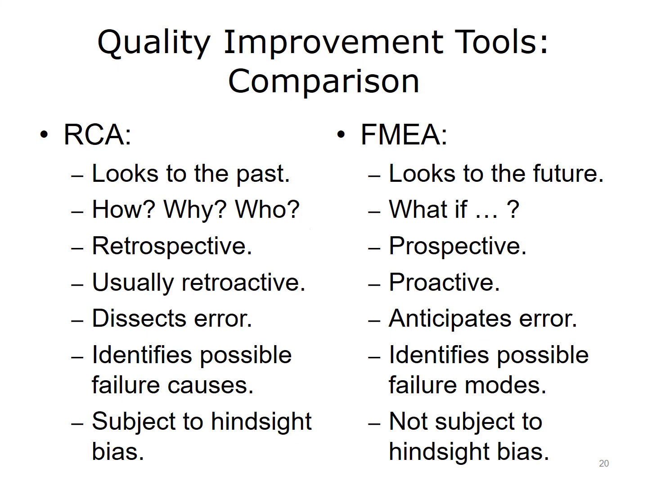Both RCA and FMEA are powerful quality improvement tools that can assist teams in understanding errors and implementing improvement actions. RCA looks to past errors for answers, while FMEA anticipates error. RCA asks the questions how, why, and who. FMEA asks what if. RCA is predominantly a retrospective dissecting of events that have occurred, while FMEA is a prospective, proactive anticipation of error that could occur in the future.